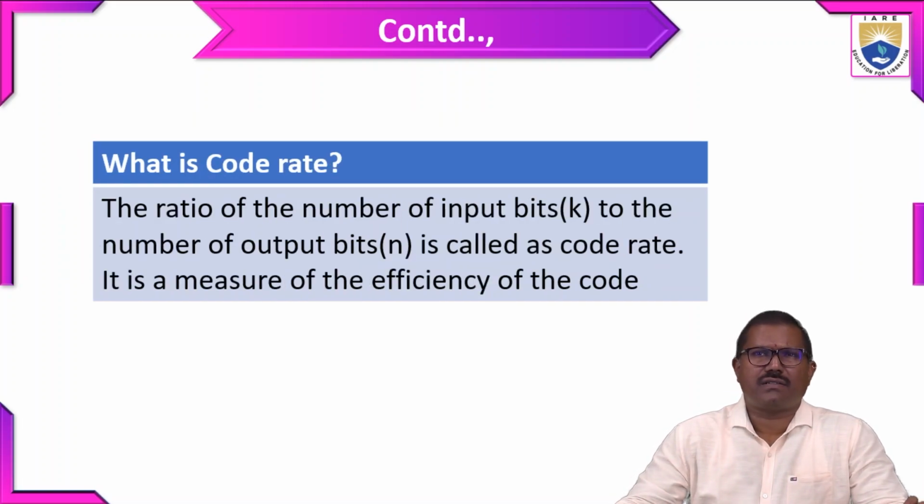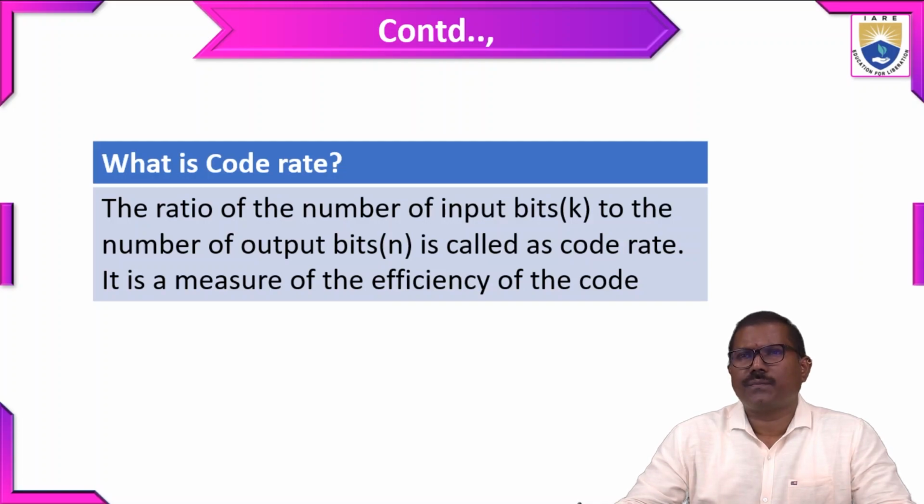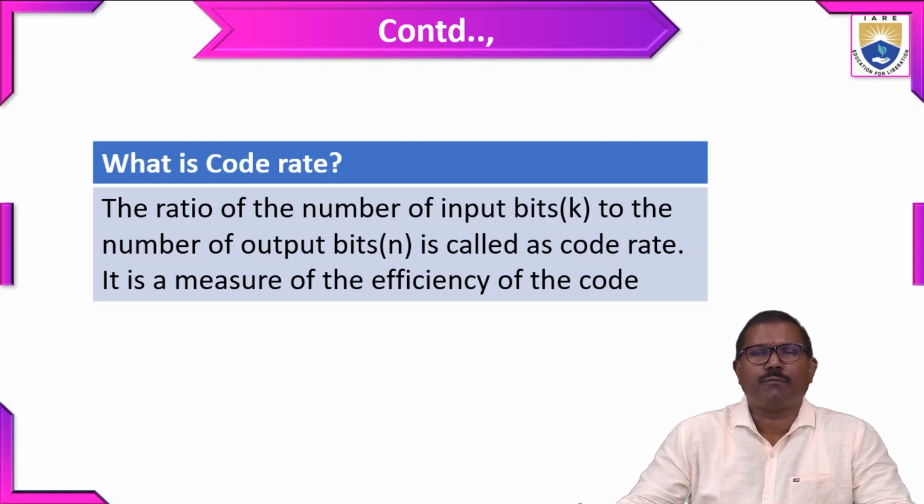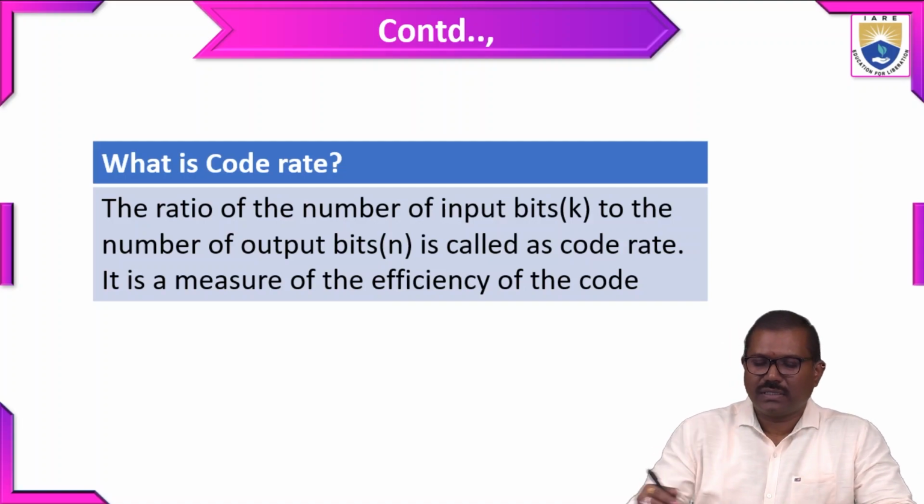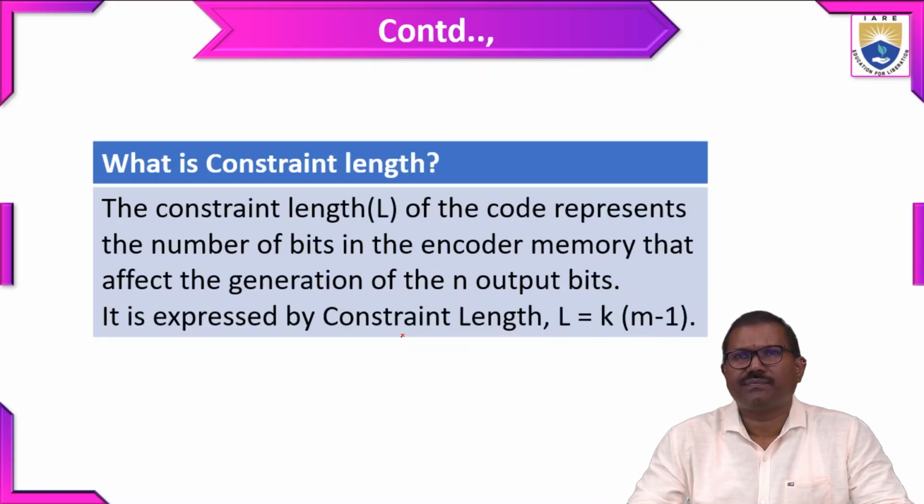Now what is code rate? The ratio of the number of input bits k to the number of output bits n is called code rate. It is a measure of the efficiency of the code. So generally I think this code rate doesn't appear in block code or cyclic code. It appears in the convolution codes. So code rate is considered in the convolution codes.